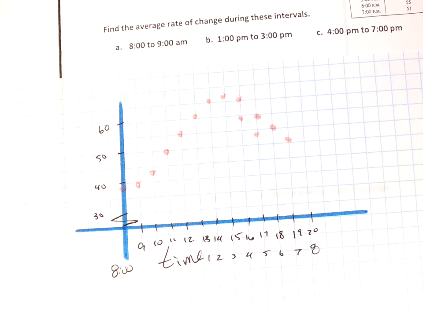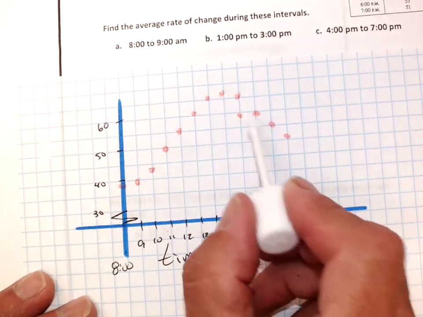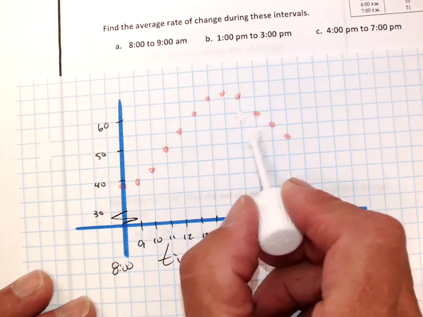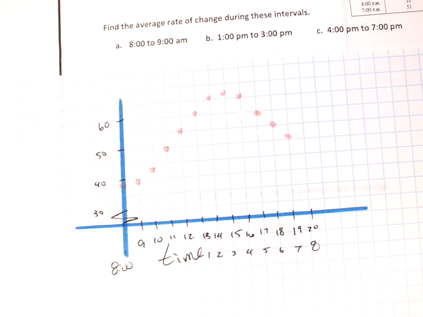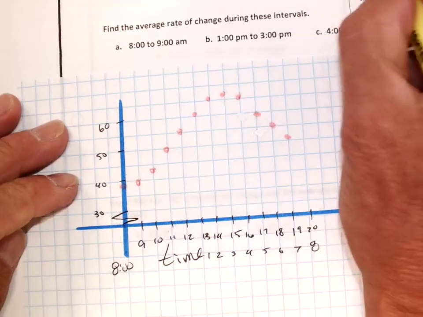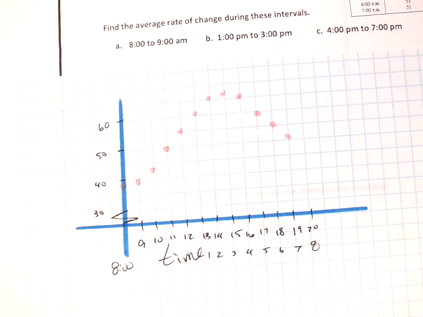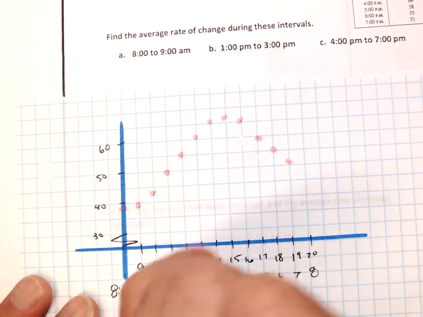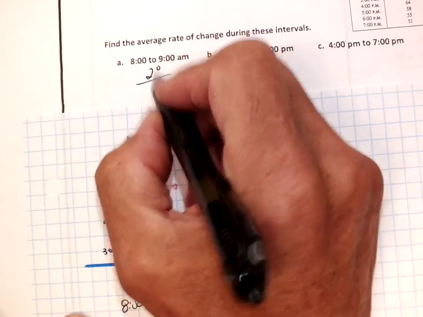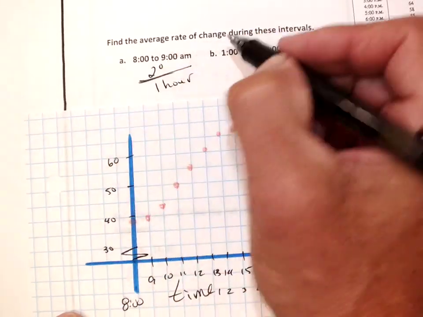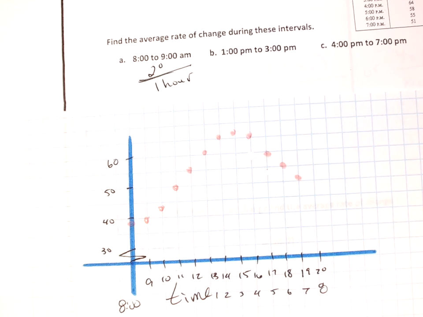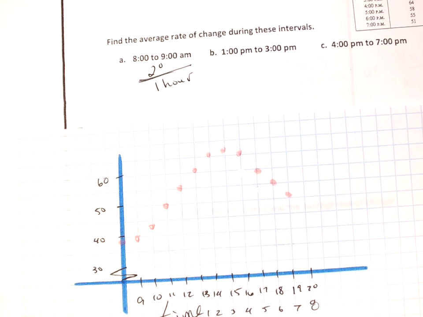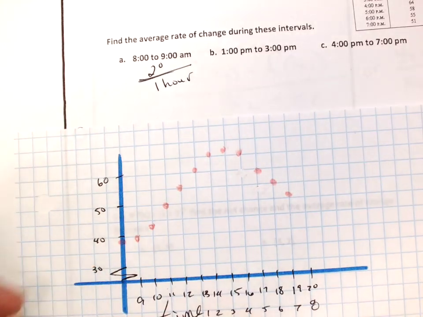So that's easy. What's the first question say? Make a scatter plot, then find the average rate of change. The average rate of change from 8 to 9. So from 8 to 9, let me highlight from 8 to 9 so we can see it. From 8 to 9, I went up 2 degrees in 1 hour. Okay, so it's just 2 degrees in 1 hour. Okay, that's easy.